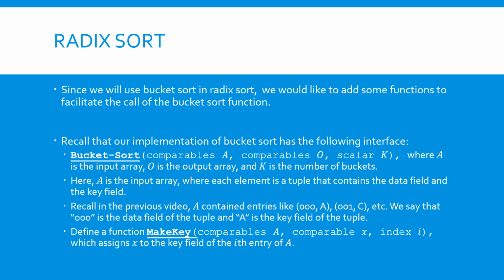For example, recall the student record information introduced in a previous video. We have tuples like student ID, grade, such as 000A and 001C. Here, the student ID field is the data field, and the grade field is the key information field. We further define the second function, makeKey, which takes in parameters a, x, and i. The function assigns x to the key field of A[i].